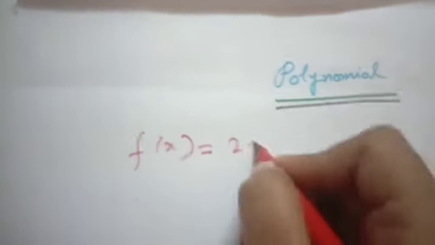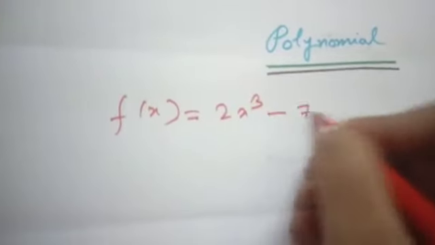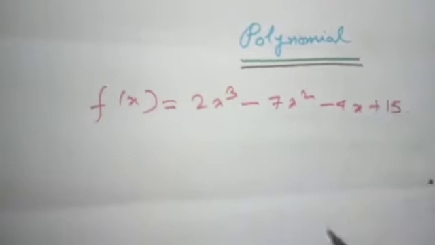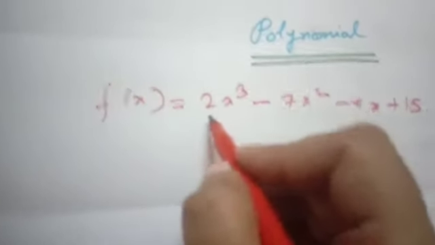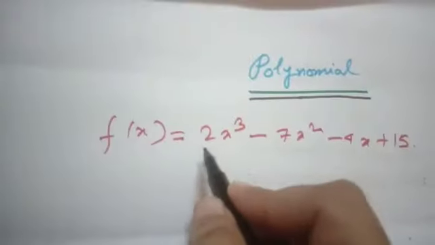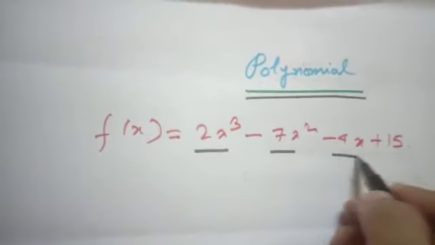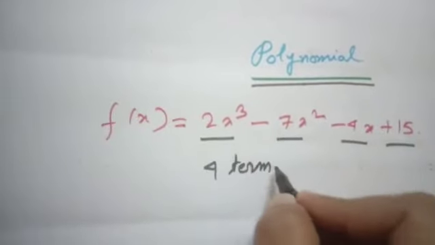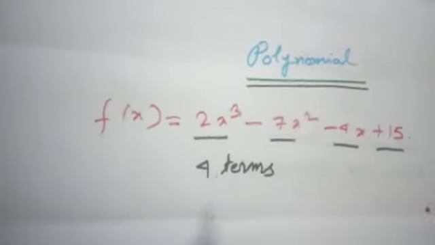Before defining polynomials, we just give an example. Suppose f(x) equal to 2x cube minus 7x square minus 4x plus 15. Observe that there are 1, 2, 3, 4 terms. It is an algebraic expression and it has 4 terms.